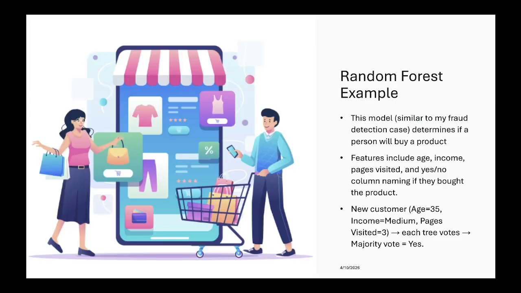We have an example. This model determines if someone will buy a product, which is kind of similar to my fraud case because it has a yes or no section, which is the select feature. It says if they bought a product, yes or no, and that feature is what determines the accuracy and whatnot. Then it takes in all these other inputs like age, income, pages visited, and we have a little example where a new customer, age 35, medium income, 3 pages visited, and then each tree votes, and comes to the conclusion that yeah, they're going to buy that product.